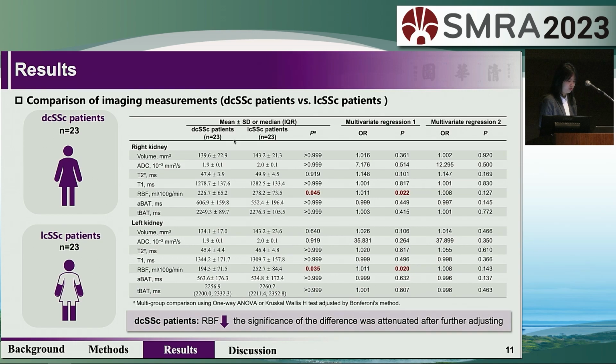And compared to the dcSSc patients and the lcSSc patients, the dcSSc patients had significantly lower RBF in both right and left renal cortex compared to the lcSSc patients after adjusting for demographics. But the significance of the difference was attenuated after further adjusting for modified skin score and digital ulcers, and no significant differences were found in other quantitative measurements.